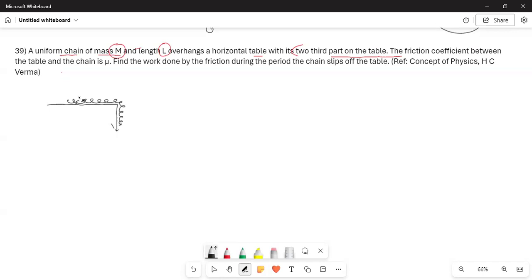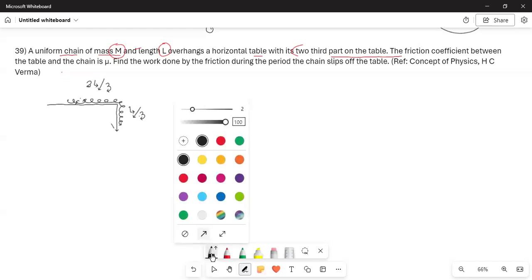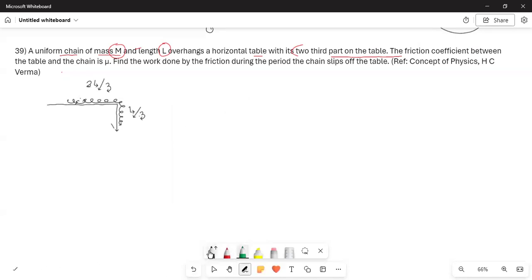And 2/3 of the chain is on the table, 1/3 is below the table. So this length is given L. So L by 3 part is hanging, and 2L by 3 part is on the table.